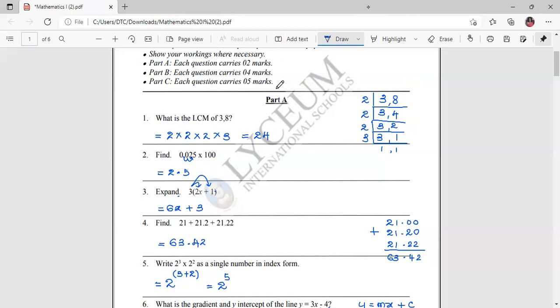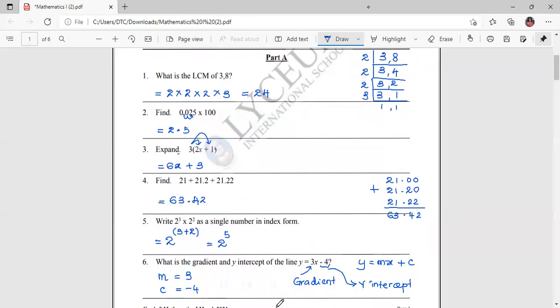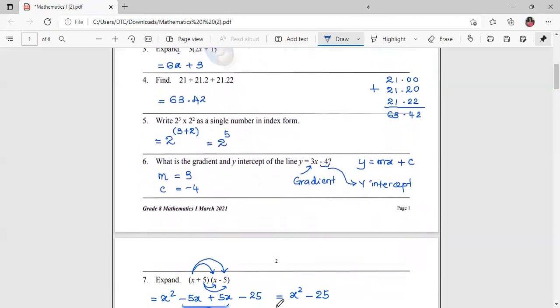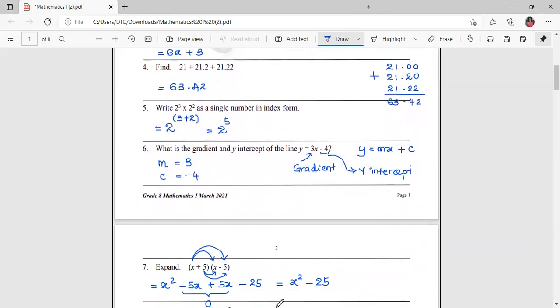Then the next one, question number 4. The most important thing when you are writing numbers in the vertical format is that you want to write the numbers at the correct place value. And if you find any spaces, you can fill them with zeros, then it's easier for you to add. So then your answer will be 63.42. Then question number 5. So the knowledge we want to recall.